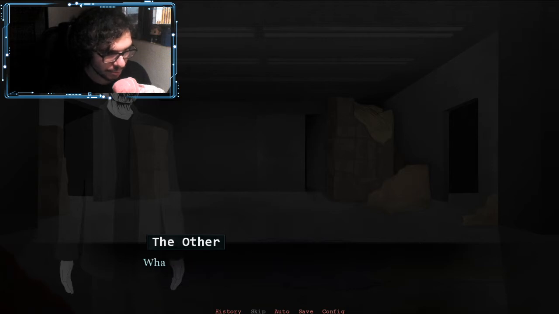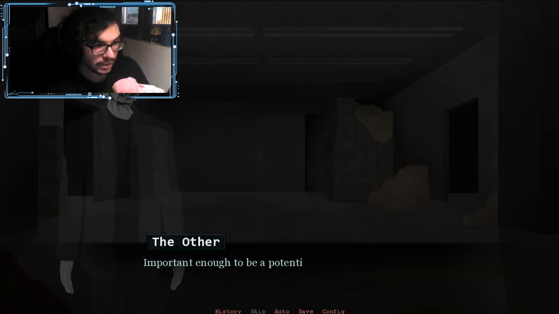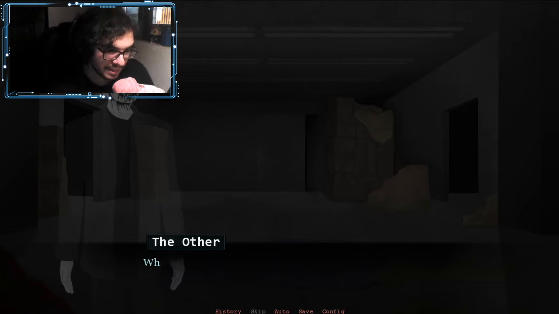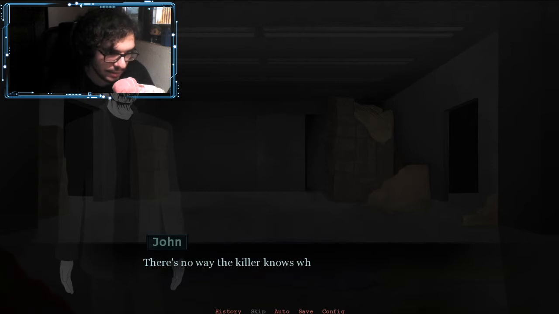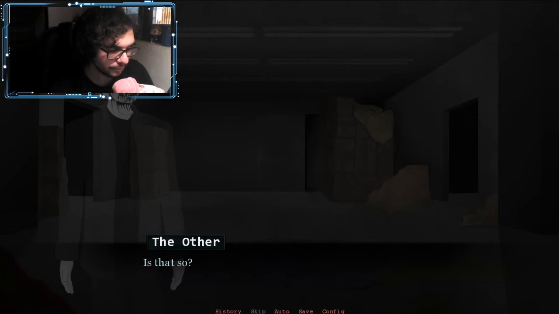You've been too close to Eliza. What happened between you two? Maybe now she's become too important. Important enough to be a potential victim. What remains to be taken from you? Everything's already been taken. There's no way the killer knows what happened between me and Eliza. Not even if he wanted to.